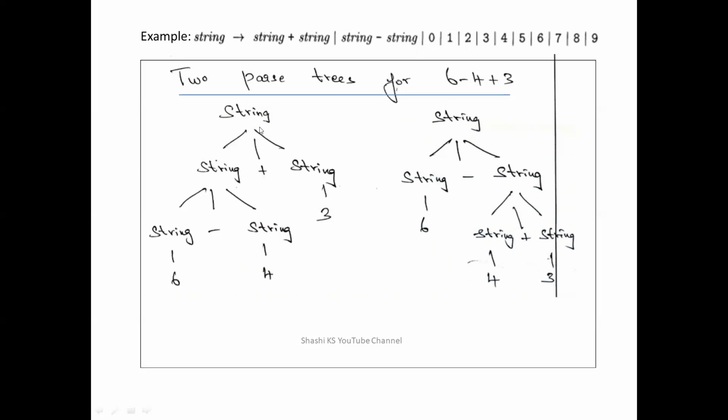Okay, from string I can expand it to string plus string. From string again I can expand it to string minus string, and then from string I can derive 6, from this string I can derive 4, and from this string I can derive 3. In the same way, I can represent 6 minus 4 plus 3 by using another type of parse tree. So since two different parse trees exist for this string for this particular set of productions, this grammar is an ambiguous grammar. Okay, and parsers will not be able to deal with such ambiguous grammars.